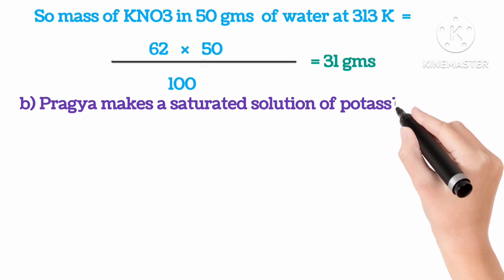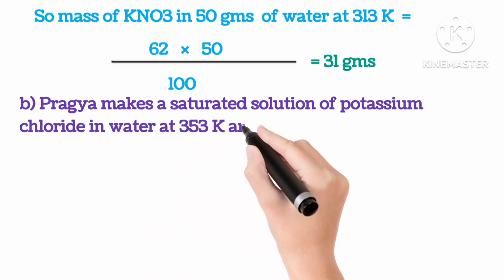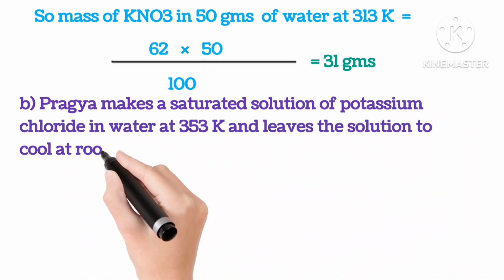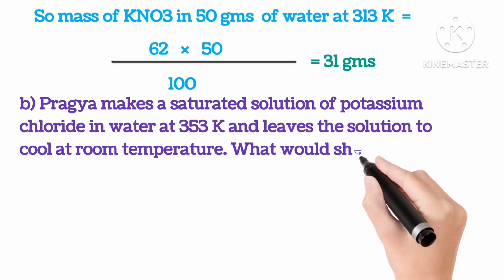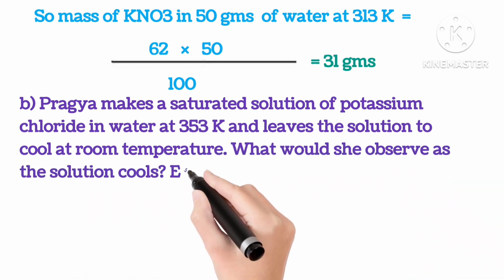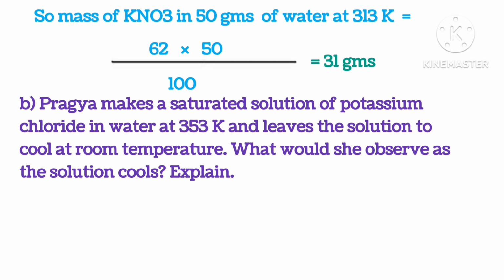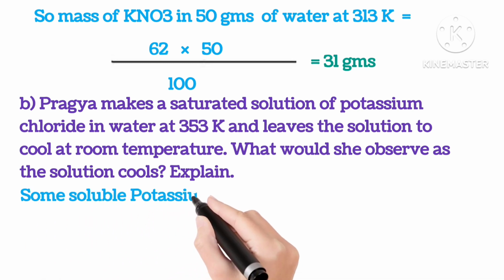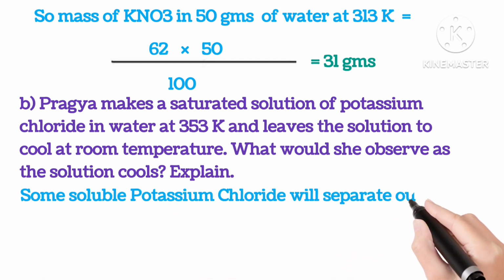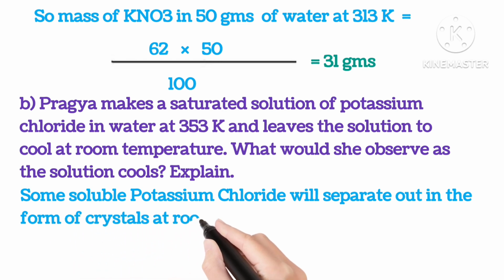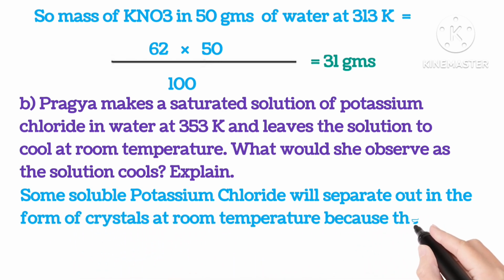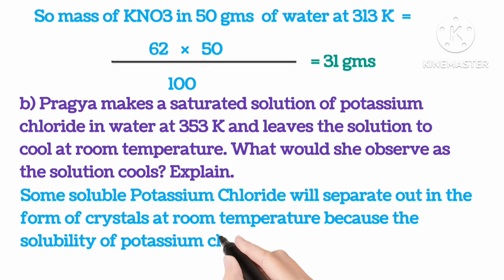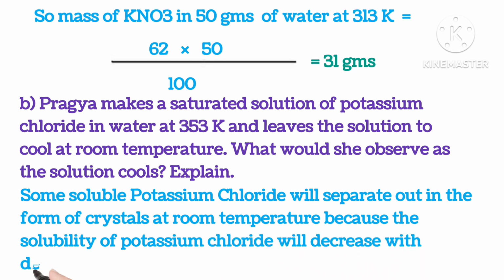Pragya makes a saturated solution of potassium chloride in water at 353 Kelvin and leaves the solution to cool at room temperature. What would she observe as the solution cools? Explain. Some soluble potassium chloride will separate out in the form of crystals at room temperature because the solubility of potassium chloride will decrease with the decrease in temperature.